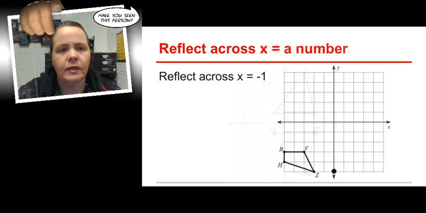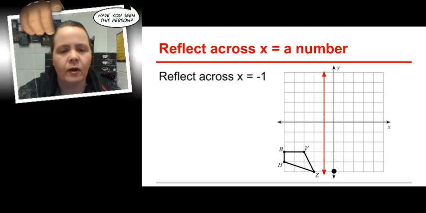Now, let's look at another problem. Here we're going to reflect across x equals a number. And in this case, we're reflecting across x equals -1. We haven't done this before, but basically what we do is we go to the x-axis and we find the place where x equals -1, and we're going to draw a line there. So I locate -1 on the x-axis, and my line is right there. And then I'm going to reflect these points across.